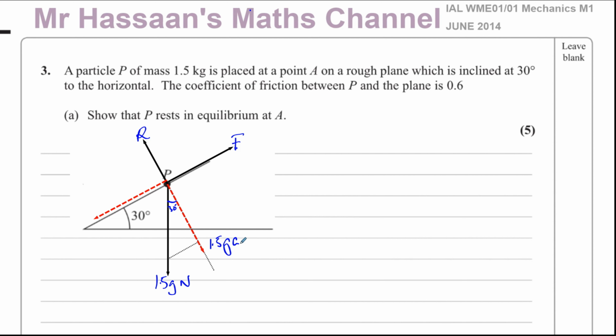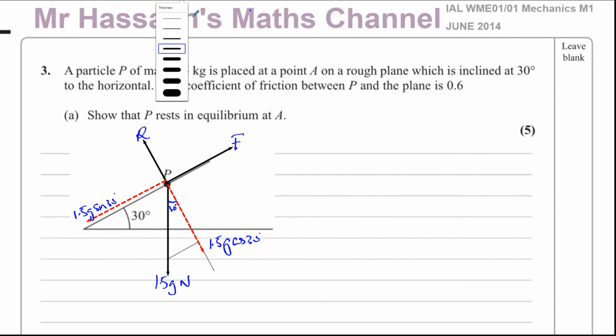1.5 g times cosine of the angle 30. And if you want to resolve the forces parallel to the plane, then we're going away from the angle given. Or you can think of it, we're trying to find this opposite side, which is parallel to that, which is going to be opposite, so it's going to be sine. So we use 1.5 g, which is the hypotenuse, times sine 30.